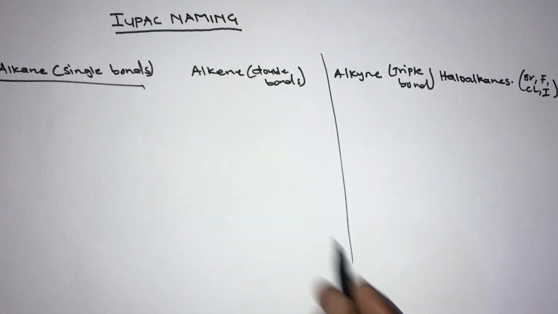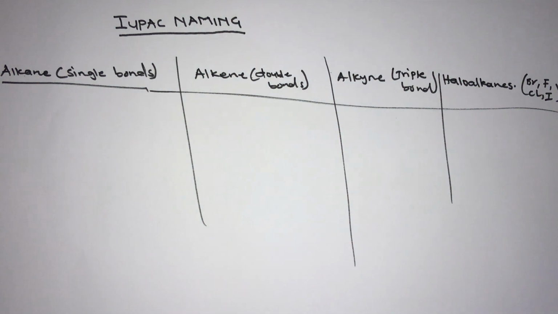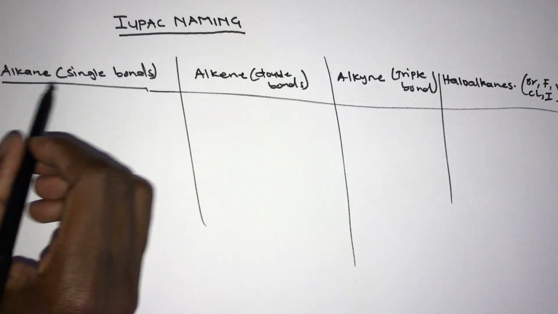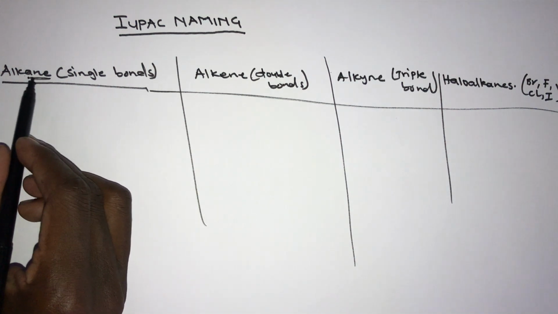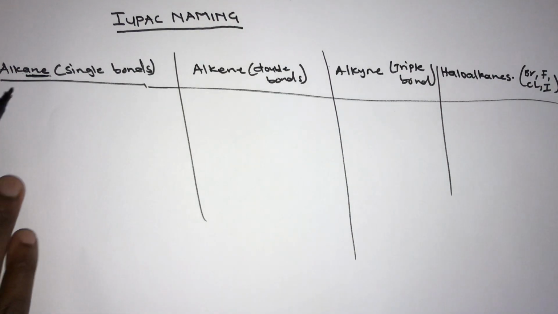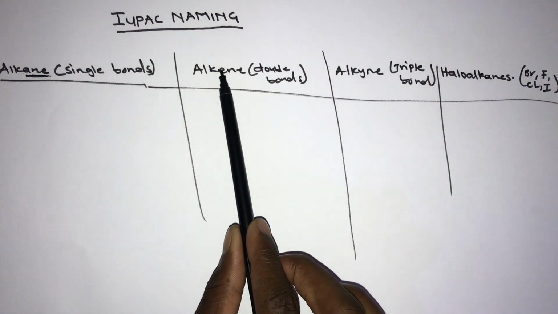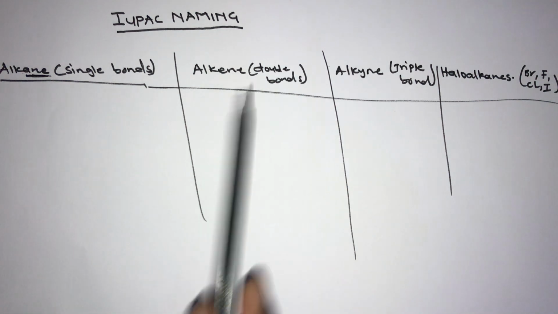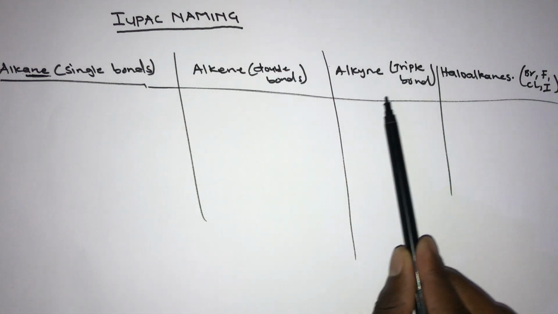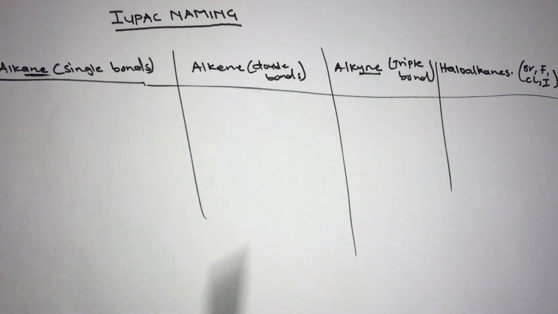So here, if the structure has the single bond, the ending of the name, since we are talking about the IUPAC naming, must be ANE. But if it has the double bond, it means that the ending of the name will be ENE. If it's the triple bond, that means the ending of the name will have YNE. So these ones we'll talk about them later.